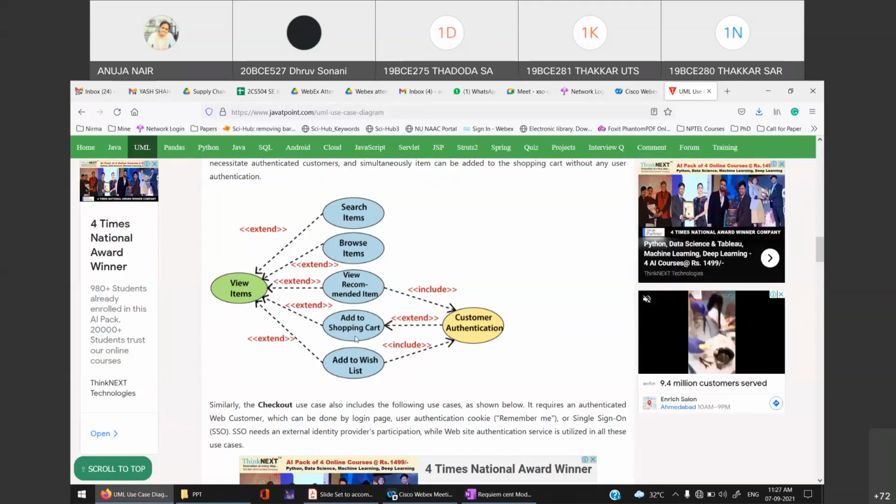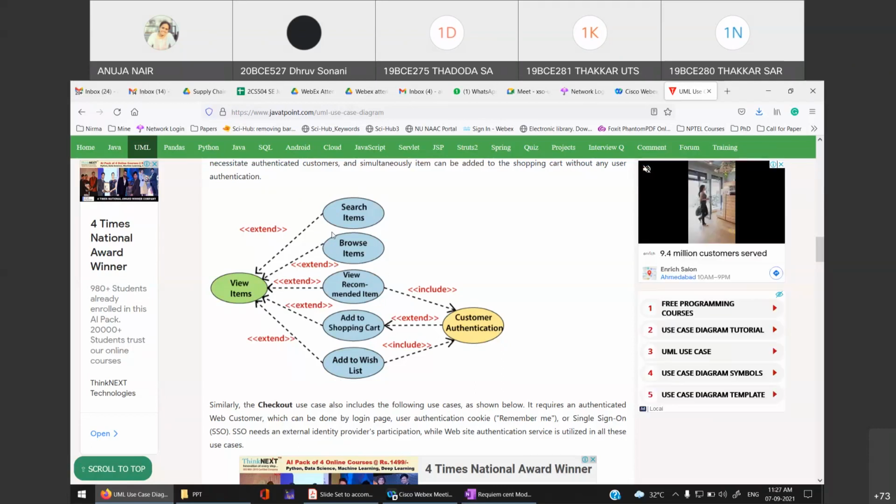I can search the item, I can browse the item, I can add to shopping cart also, I can add to wish list also, I can view recommended items also. And if I don't want to do anything, then also it's fine. Optional means या तो फिर करो या तो फिर मत करो, ठीक है?